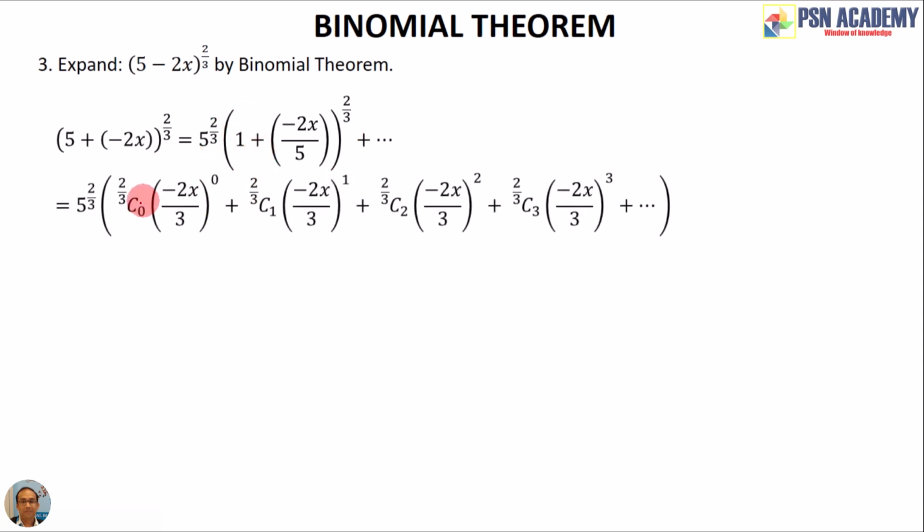Okay, and you expand this thing, 5 raised to 2 by 3, and your n is here 2 by 3, right? So n is 2 by 3. So this one is nC0, b raised to 0, then nC1, b raised to 1, nC2, like this. And here also I will ask you to complete this numerical, mentioning that absolute of 2x by 5 is less than 1. So that is all with binomial theorem, and this will be very much useful in prediction.